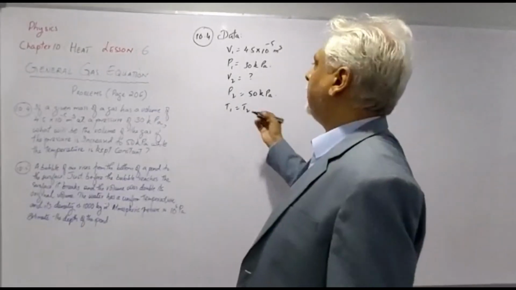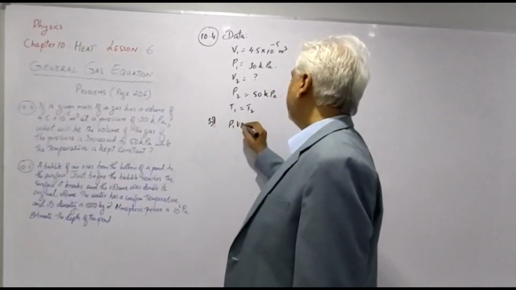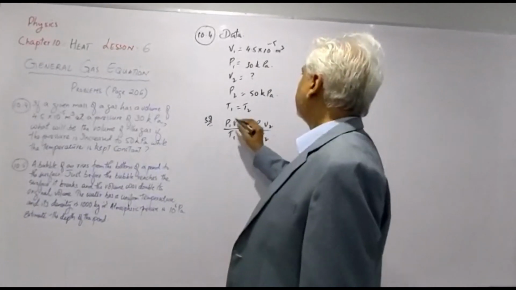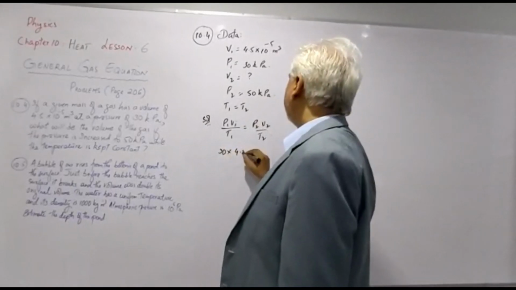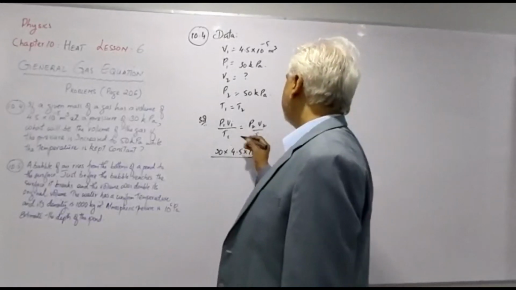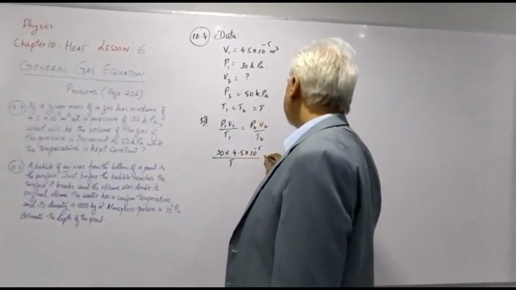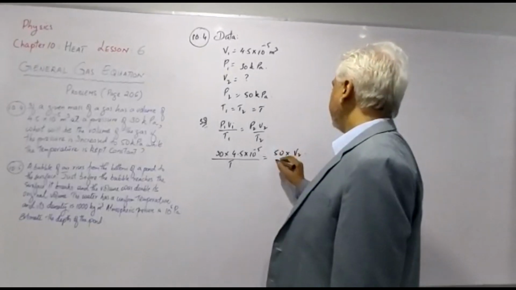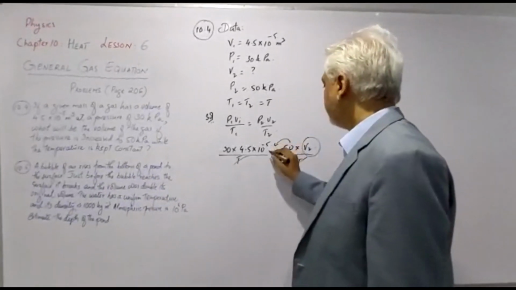Now, we'll apply the general gas equation, that is, solution: P1 V1 upon T1 is equal to P2 V2 upon T2. So, initial pressure is 30 times initial volume 4.5 times 10 raised to the power minus 5 meter cube. T1 and T2 are the same, so they can cancel out. They are both equal to T, whatever the temperature is. P2 is 50 kilopascal and V2 is what we need to find out. We need to find V2, so let's bring 50 on the other side.